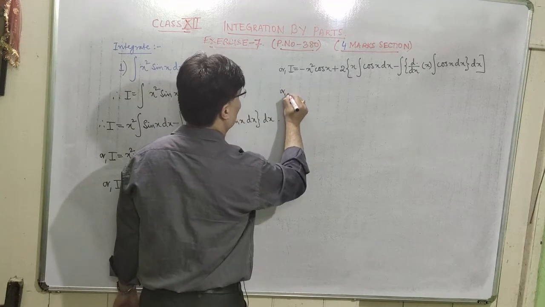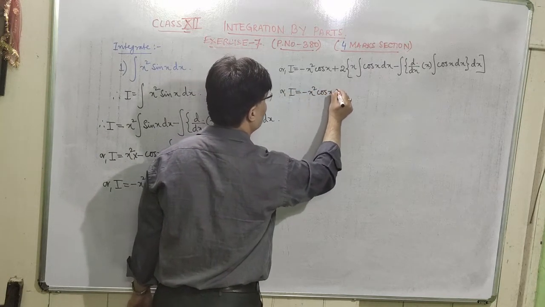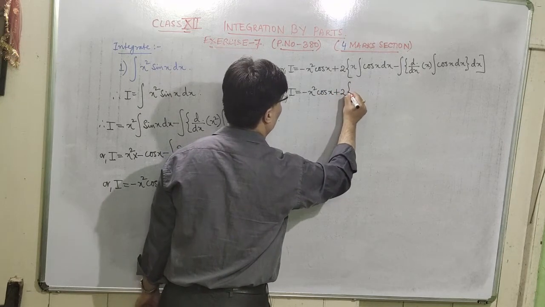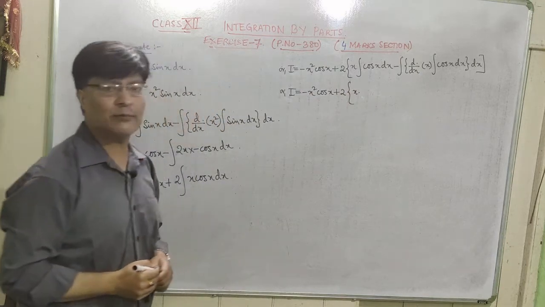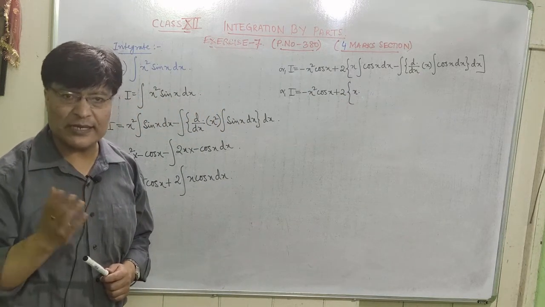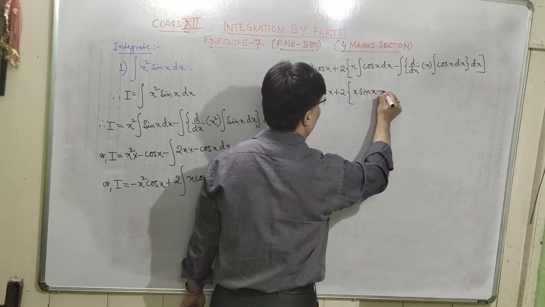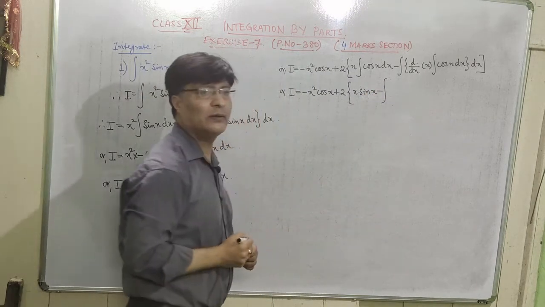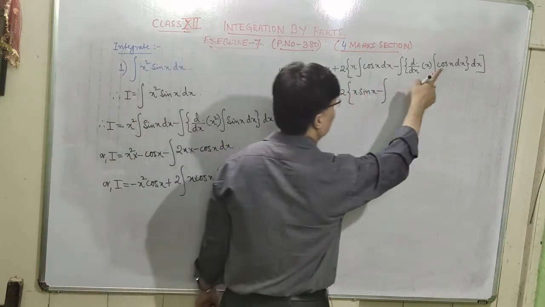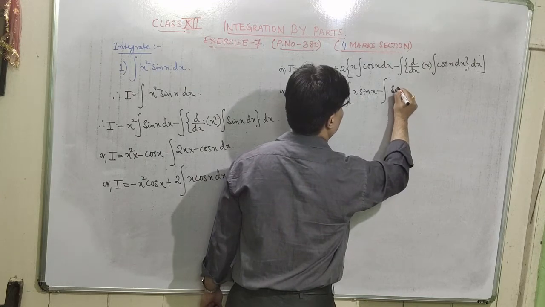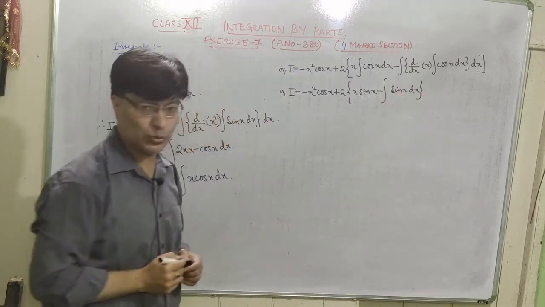Okay, so I is equal to minus x square cos x plus 2 within second bracket x into, what is the integration of cos x? That is differentiation of which function is cos x? It is sin x, minus integral sine, what is d by dx of x? That is your 1, you don't have to write it. Again, what is integration of cos x? It is sin x dx. Here second bracket is closed.